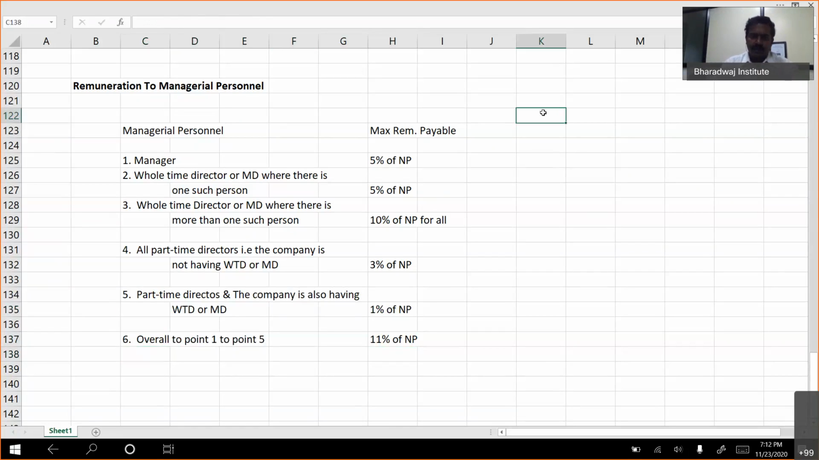Sir, what is the meaning of net profit? Net profit means take the net profit after appropriations, that's nothing but balance carried to balance sheet. Add back all appropriations. Appropriations means like dividend or corporate dividend tax, general reserve, all those things.